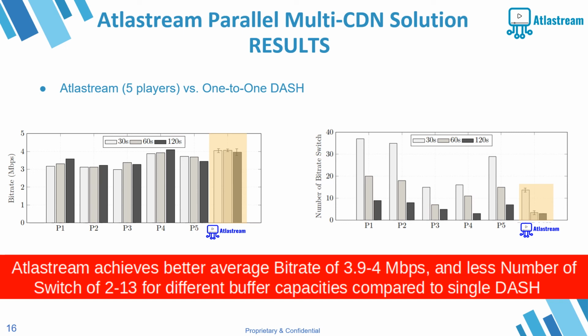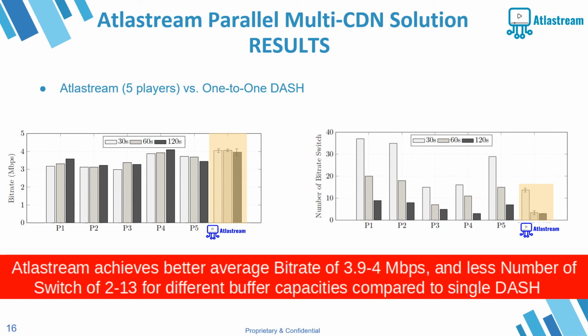In the first test, we analyzed the scenario where one client requests video segments from a single CDN for 5 different network profiles, P1 to P5. Then we compared it to the case where 5 different clients are requesting video segments from all the 5 CDNs with the network profiles P1 to P5 respectively. The idea is to compare the performance of one-to-one client CDN for 5 clients with respect to all clients using all CDNs using the Atlas Stream Parallel Multi-CDN solution.